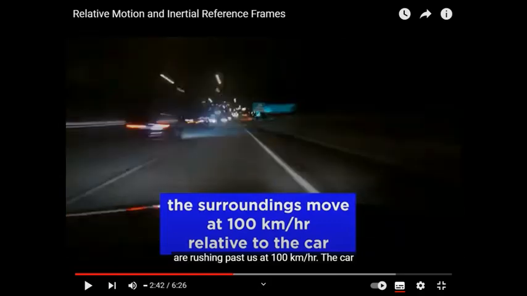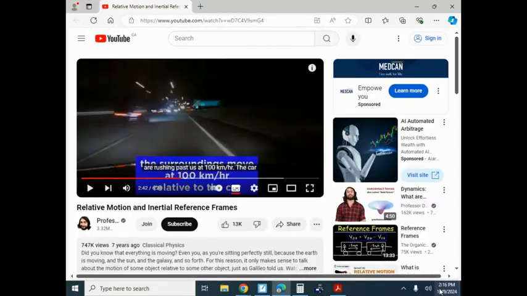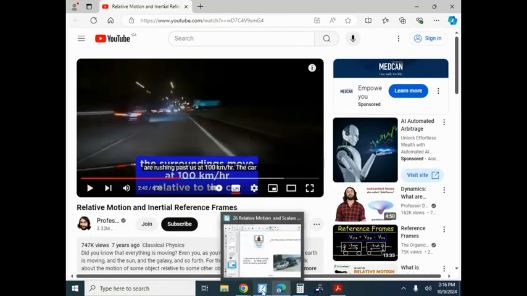And specifically, you're not moving relative to the dashboard and the chair around you and stuff like that, right? And so if you look and you see the things rushing past you, you could think of them as moving the other way. Clearly, you're well aware of what's really going on.